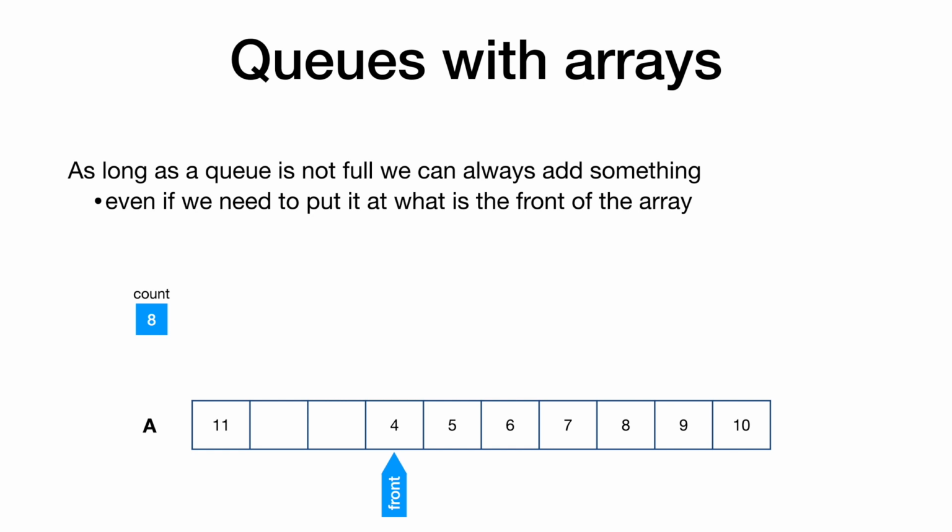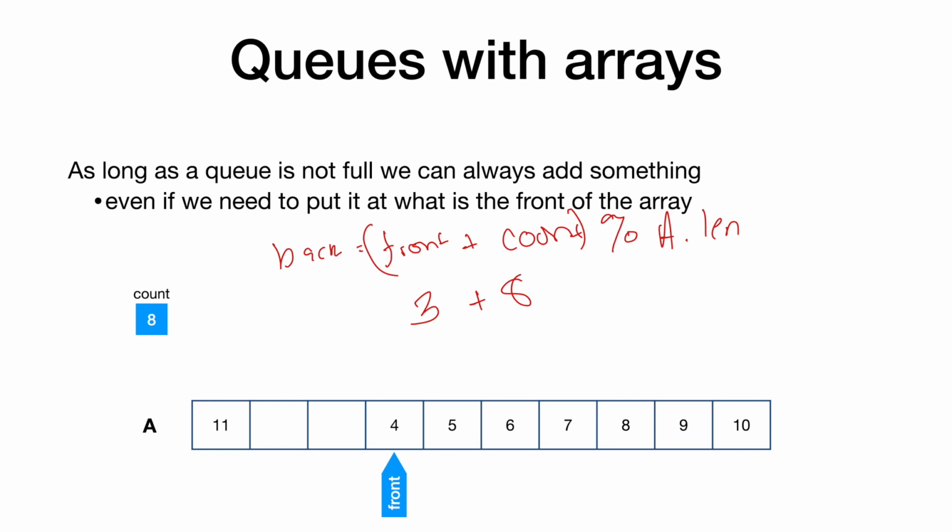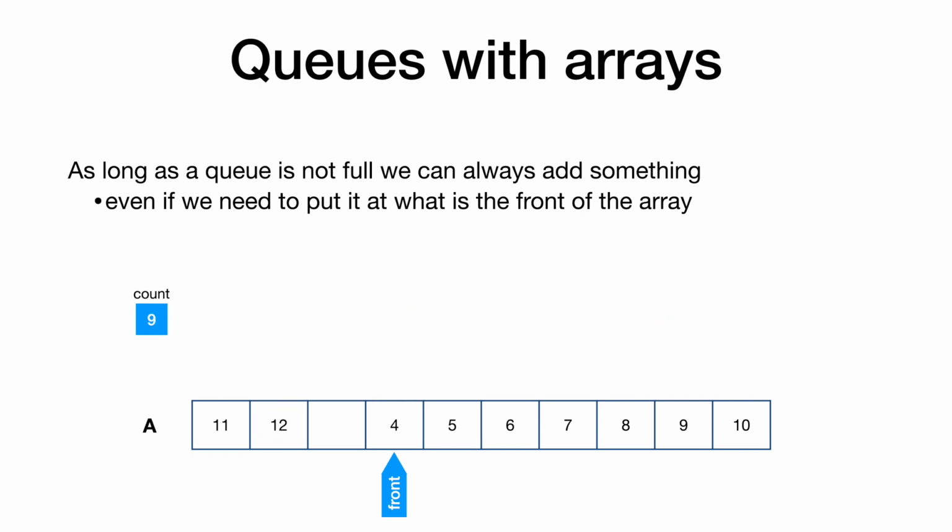And again, we want to add something else. So we're going to say back equals front plus count mod a.length. So that's 3 plus 8 mod 10. So that's 11 mod 10, which is equal to 1. And that's this guy, so that's where we're going to add 12.